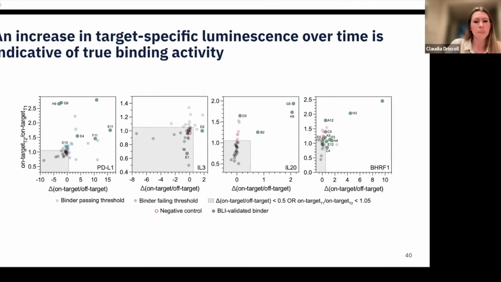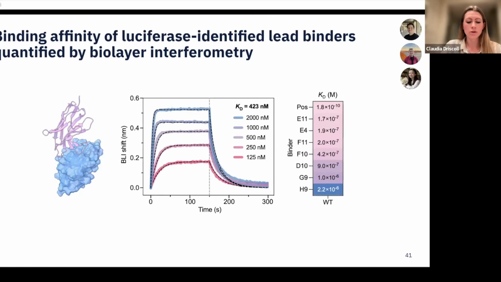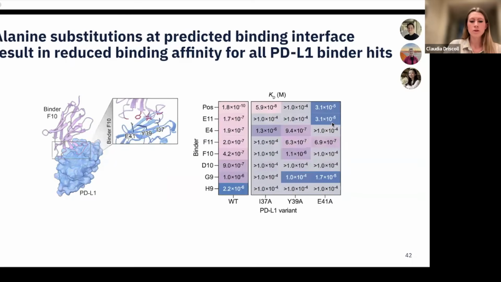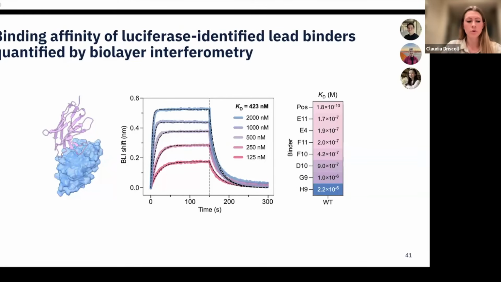due to false negatives. As I mentioned, we then took all those filtered designs, expressed them at a higher scale, purified them, and then quantified binding by BLI. This is just in the case of PD-L1. We get a range of affinities from micromolar to hundreds of nanomolar. We performed this for all the binders and were able to extract true hits based on a much more stringent threshold for binding by BLI.